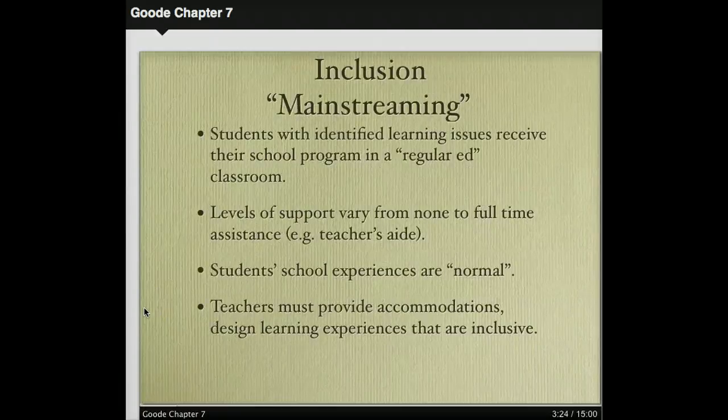So then the swing has been to full inclusion, which in the olden days was called mainstream, and we'll look at the difference in those two in just a minute. But at this point in time, students who are identified with having learning issues are still expected to be able to receive all of their instruction in a regular education classroom. They may receive some support from special resource people. They may have a whole day of support with an aide in the room the entire day, and they may be on their own with that student with no additional support. The goal is that the student's school experiences are normal, but the other piece of that is that the teachers must provide accommodations, and they have to design learning experiences that are inclusive for that individual and all the rest of the students who are in that classroom.